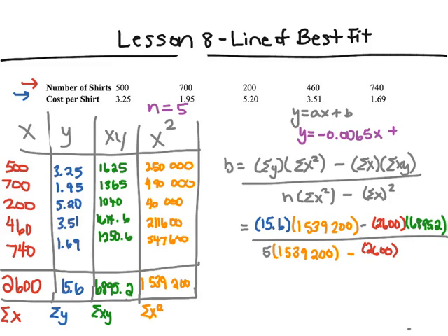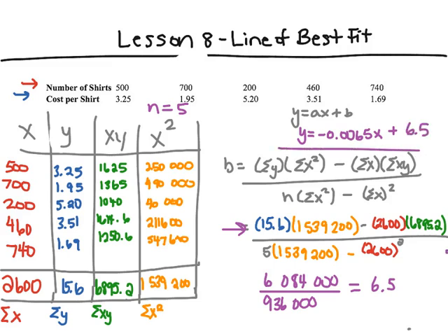So the bottom numbers are exactly the same. For our top number, when we type it all into the calculator, you should get 6,084,000. And on the bottom, we have 936,000. And when you take the top divided by the bottom, you get 6.5. So that is our y-intercept. So this is your equation for the linear regression.